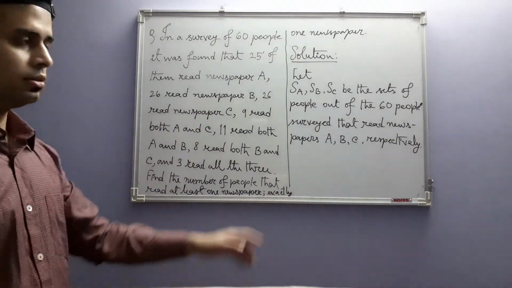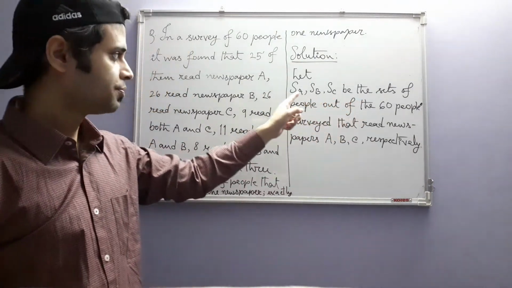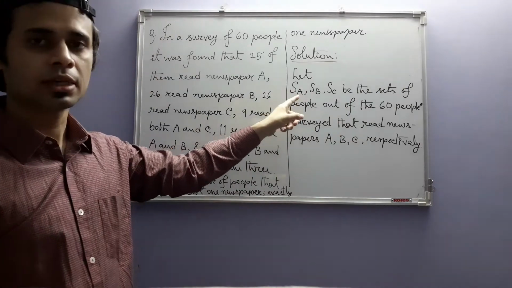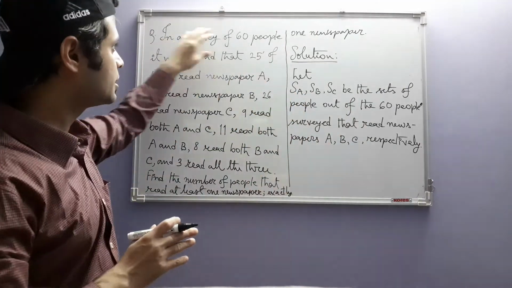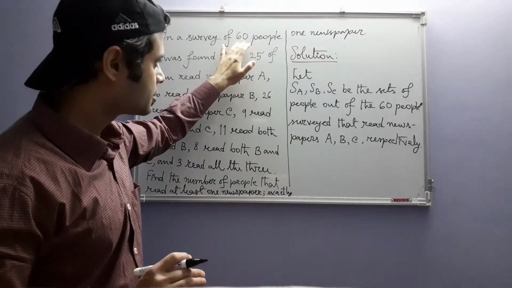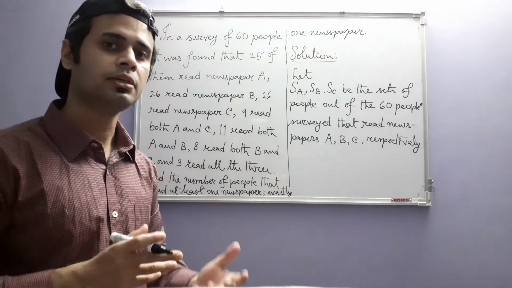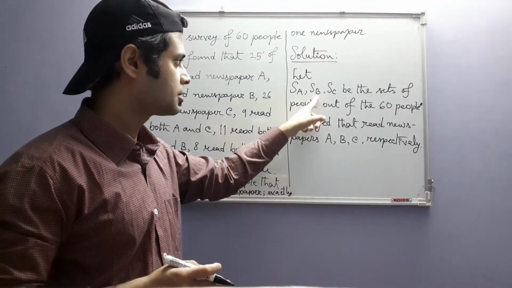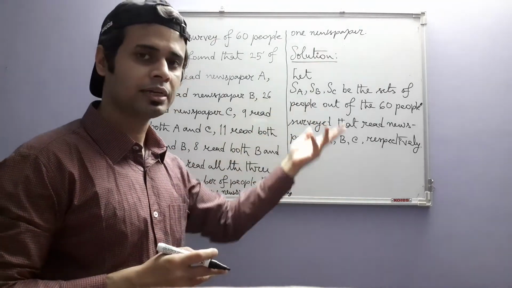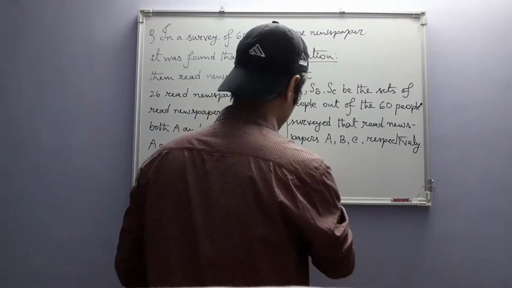Okay, so we start off by defining these three sets. SA is the set of those people out of these 60 people, okay, not all the people in the world. Out of these 60 people, SA is the set of those people who read newspaper A. SB is the set of those people who read newspaper B, and similarly SC. So that's what we have written.